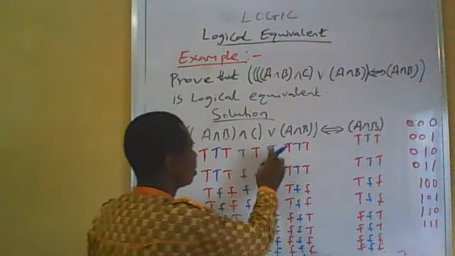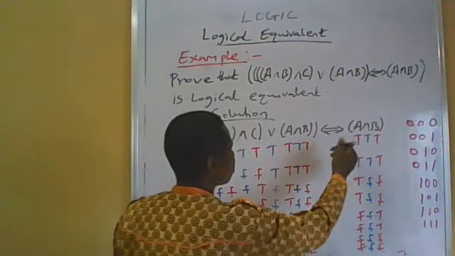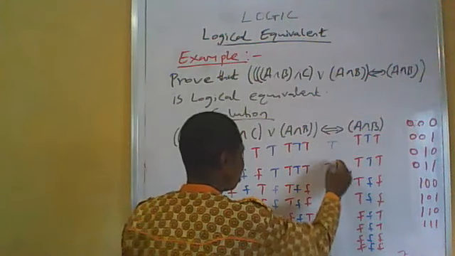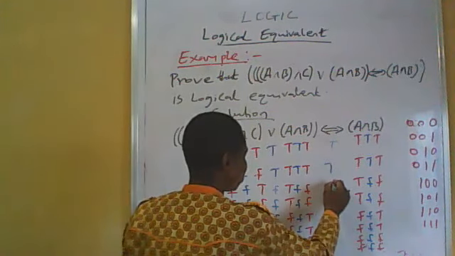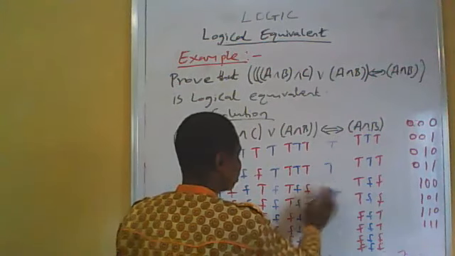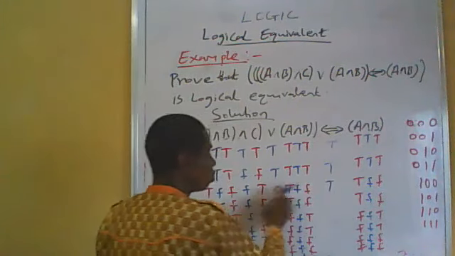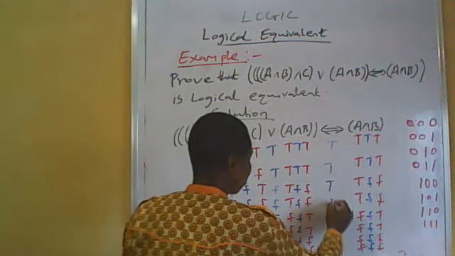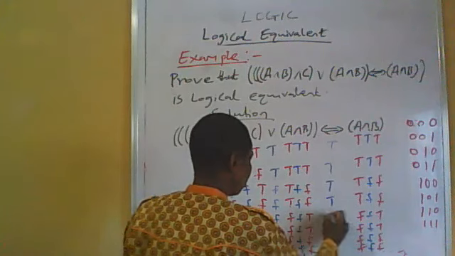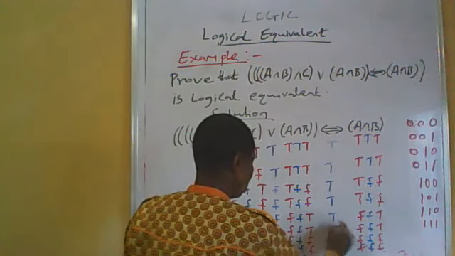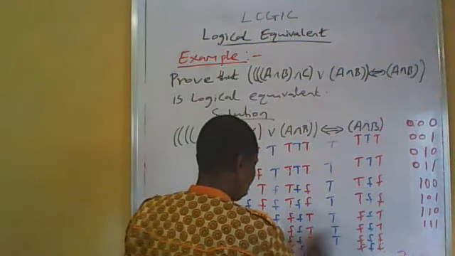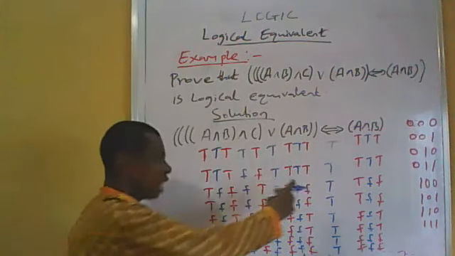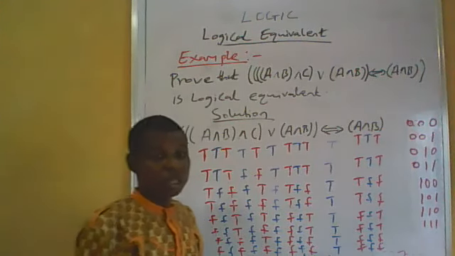Because we have T and T, the same thing, it is T. F here, it is F. F here, it is T, because they are of the same truth value, F and F. So F here, it is true. F here, it is true. F here, it is true. So you see that if they are equivalent, that means they are a tautology.